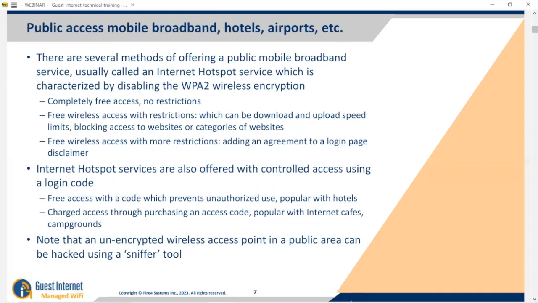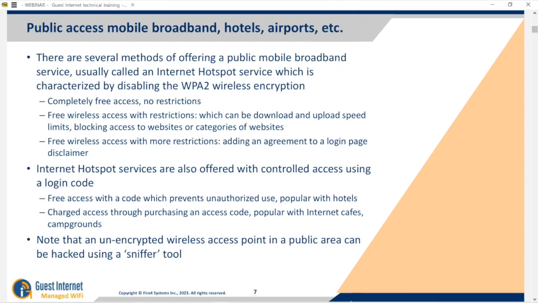Now, when businesses offer mobile broadband, there are several methods. The first is completely free access without restrictions. Then we have free access, but with certain restrictions, where we set limits to the download and upload speeds. Maybe we block certain websites or website categories in order to be able to share the service. And next, we actually add further restrictions. We provide a login page which requires an agreement to the terms and conditions of use.